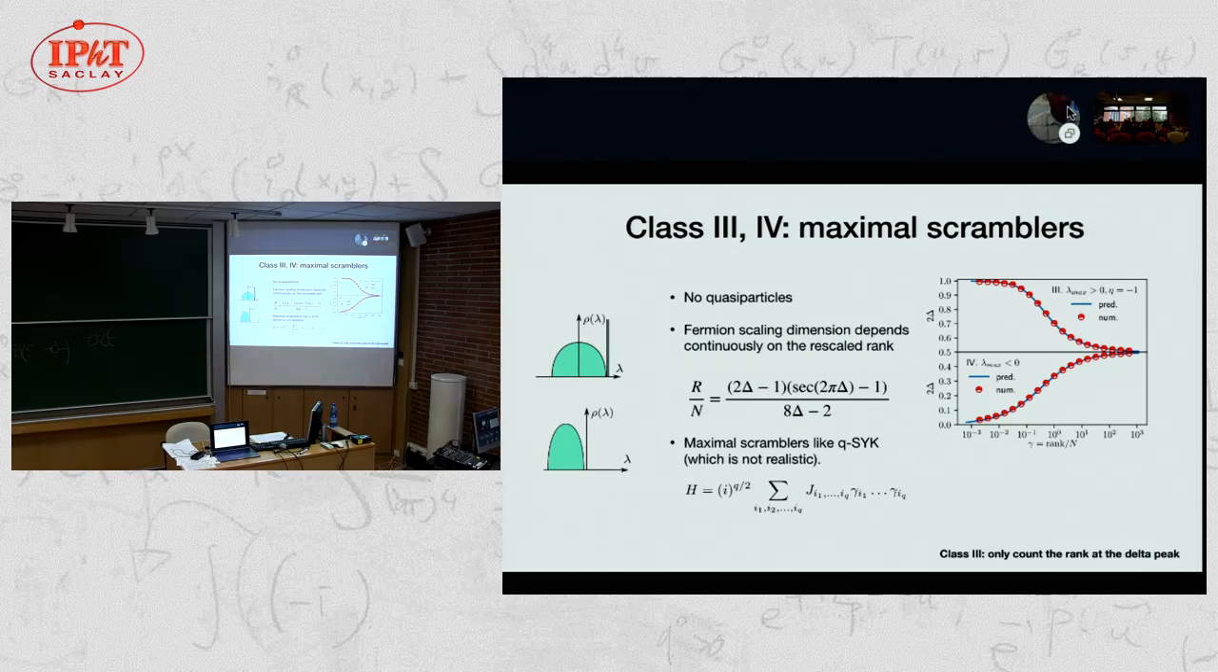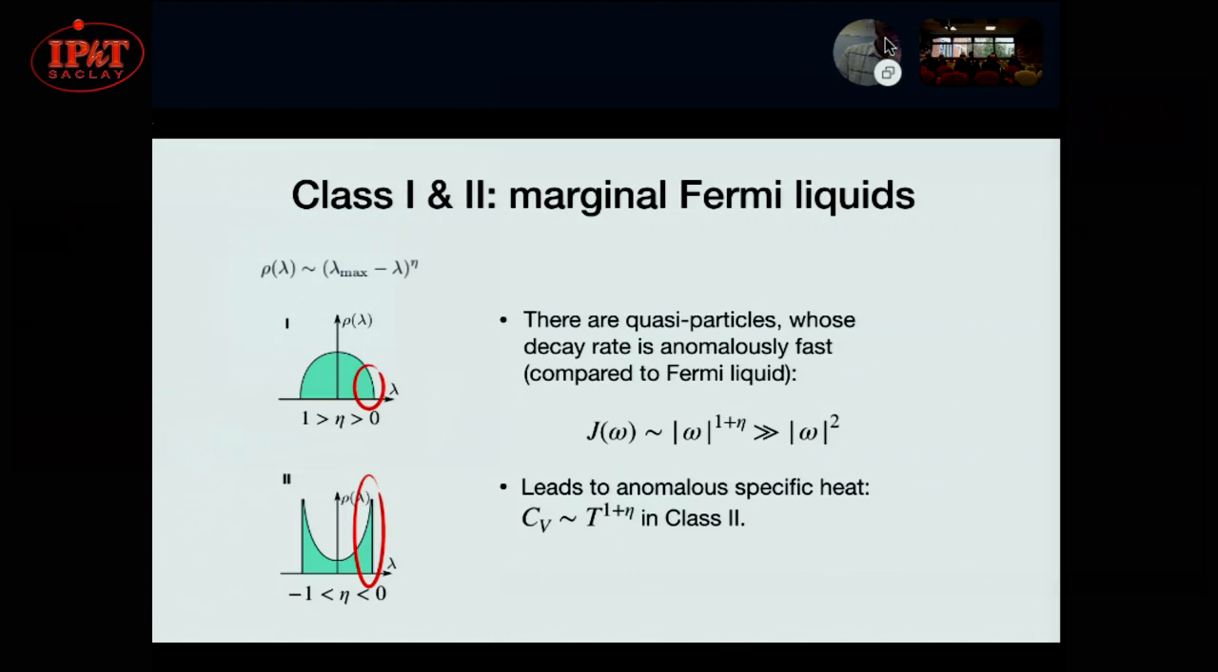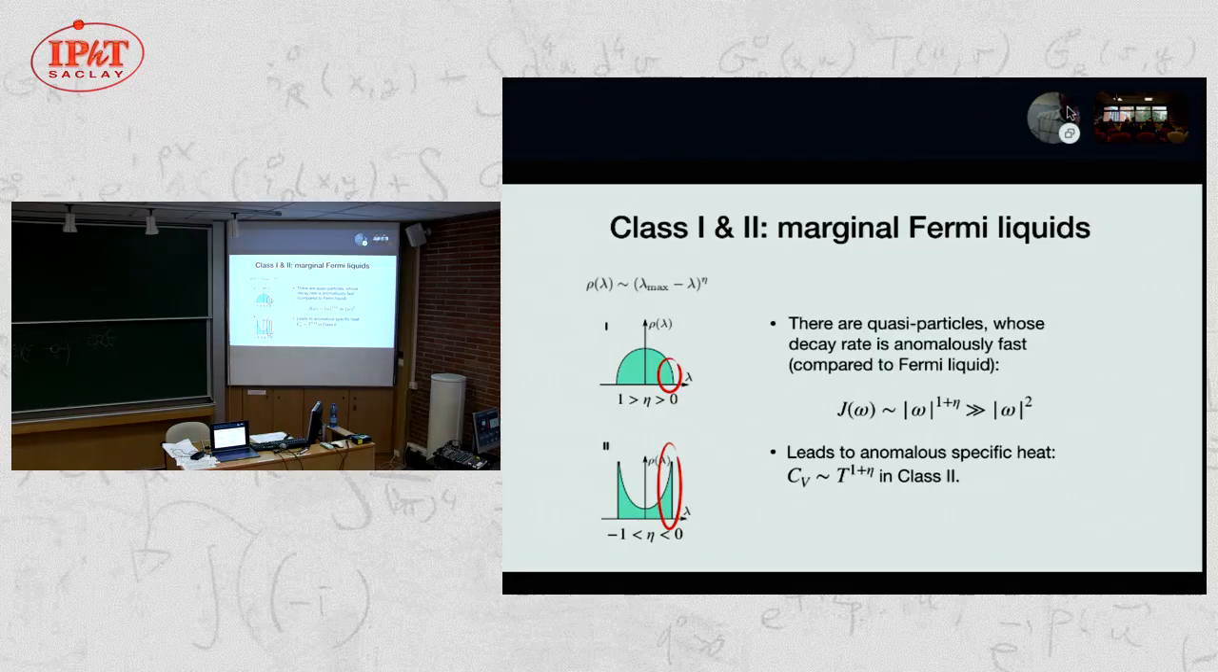Yeah. So now let me go to class 1 and 2. They are very different. They are not maximal scramblers, and they are what we call marginal Fermi liquids. They are characterized by the presence of quasi-particles, but whose decay rate is fast compared to Fermi liquids. In a Fermi liquid, a quasi-particle of energy omega will have a decay rate proportional to omega squared. But in class 1 and 2, you have omega to the 1 plus eta, where eta is the exponent of the edge of the distribution. So if we consider eta smaller than 1, then you have a faster decay rate of low energy particles compared to a Fermi liquid.